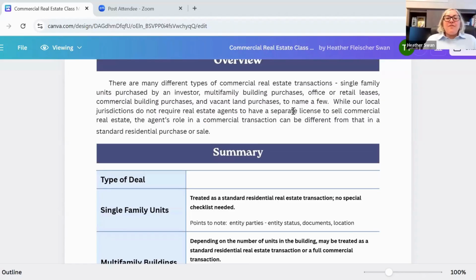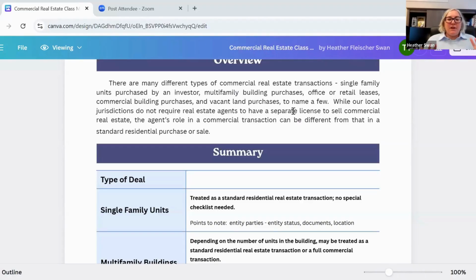All right, so again, the first type of deal is the purchase of a single family residential unit for use as an investment property. This is treated as a standard residential real estate transaction. There's no special checklist needed, no special contract form. You treat it as just a regular residential purchase. You're using your regular residential contract, and you're going from there. Typically, there's no lawyers involved. You're using your same lenders, except now they're running the property through underwriting as an investment property as opposed to a primary residence.